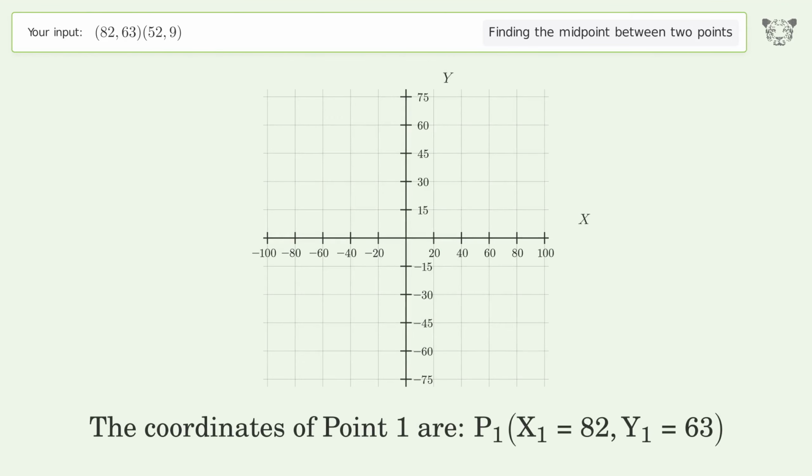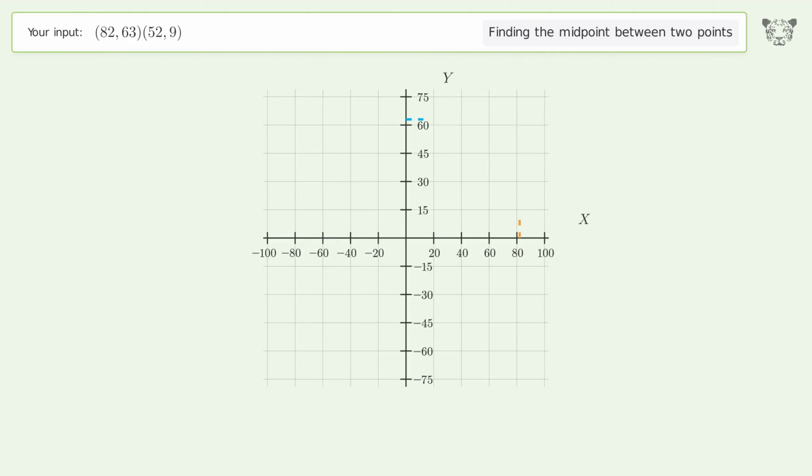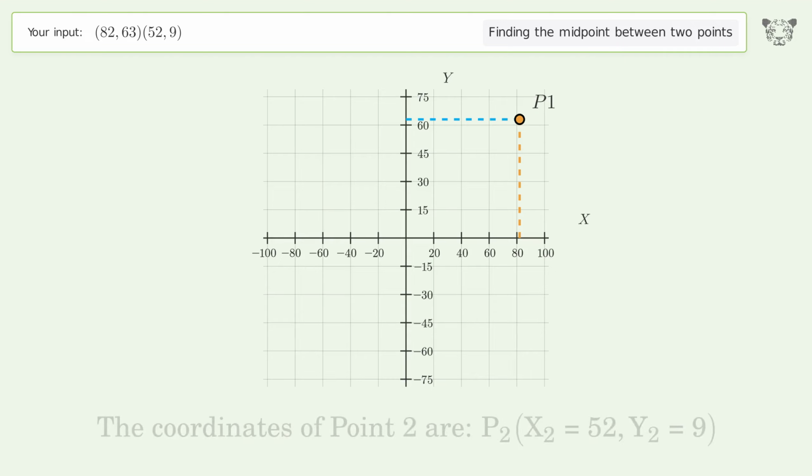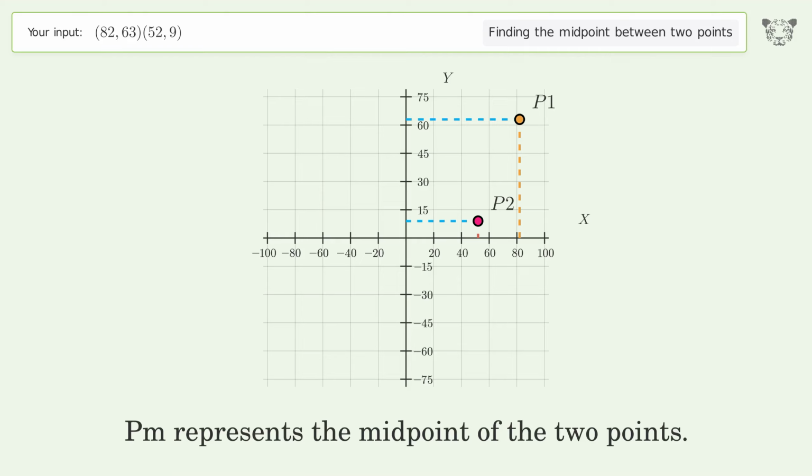The coordinates of point 1 are x1 equals 82, y1 equals 63. The coordinates of point 2 are x2 equals 52, y2 equals 9. PM represents the midpoint of the 2 points.